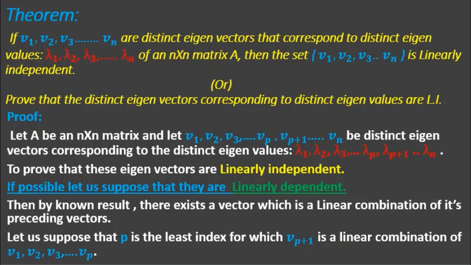Now let us look at the theorem statement once again. There are eigenvectors given v1, v2, v3 and so on, vn, fine. And there is some word called distinct eigenvalues. What do you mean by this?